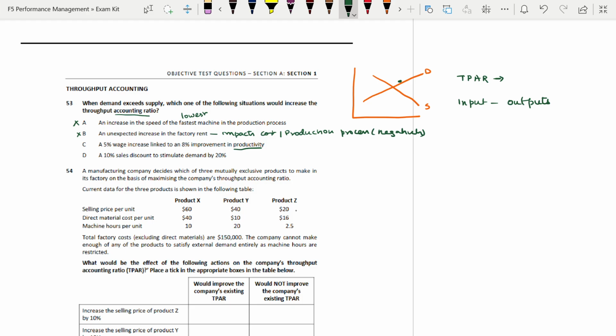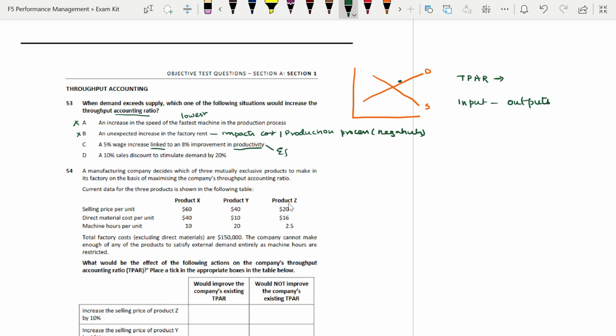Next, a 5% wage increase linked to 8% improvement in productivity. The wage is increasing 5%. A 5% increase linked to productivity, how will it work? A 5% increase, okay, is linked to 8% productivity.